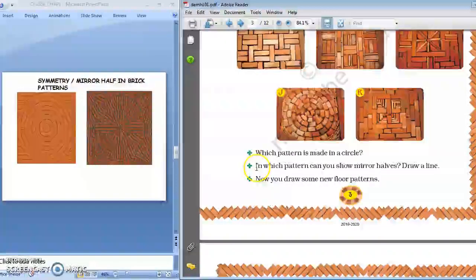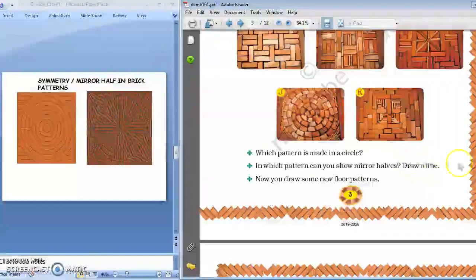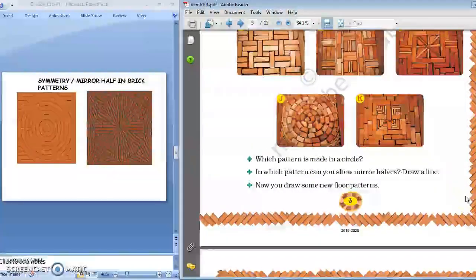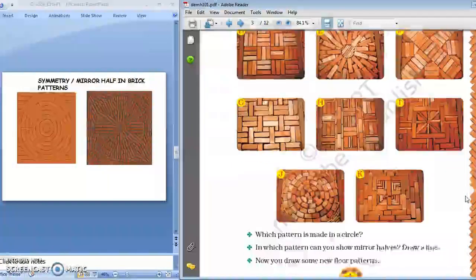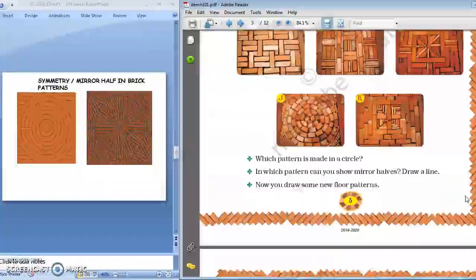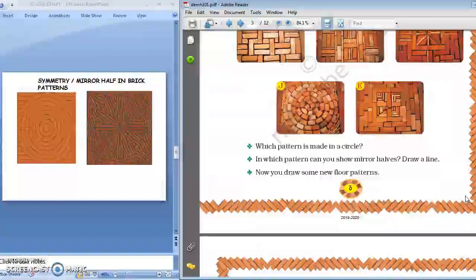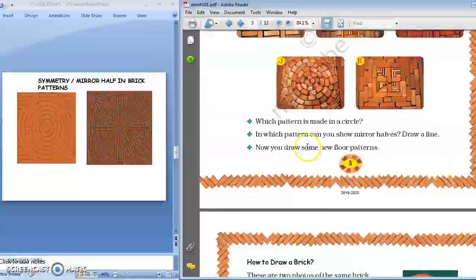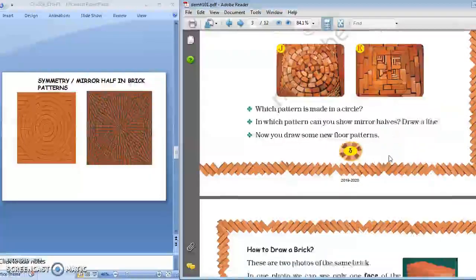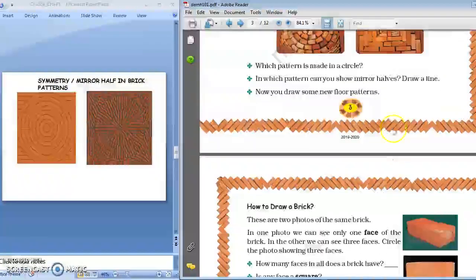Now the next question says, in which pattern can you show mirror halves? Do you remember what a mirror half is? Now this question you are going to perform by yourself. You are going to think about the mirror half which we did in class 3, first chapter. It is somewhat related to symmetry. Then they are asking you to draw some new floor patterns. So you have seen a lot of floor patterns. You can just draw here or on a piece of rough sheet.